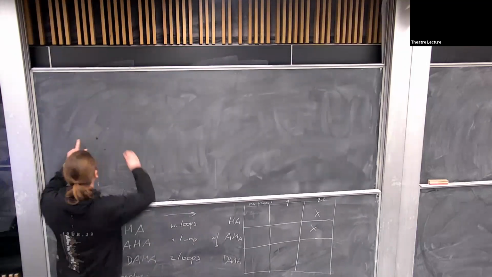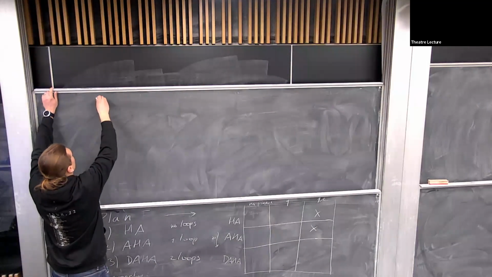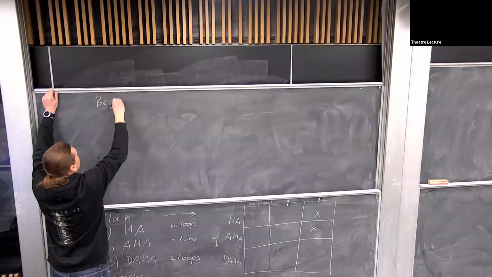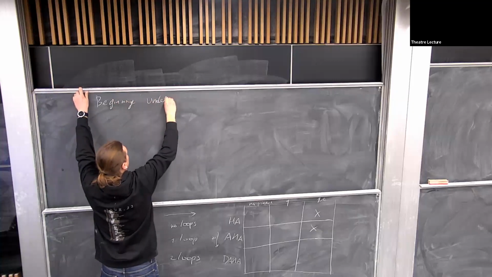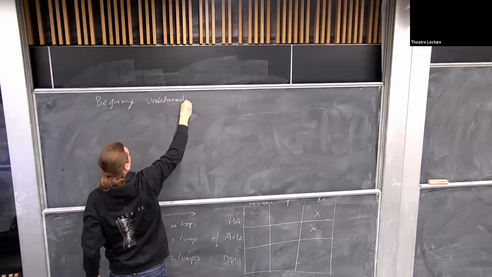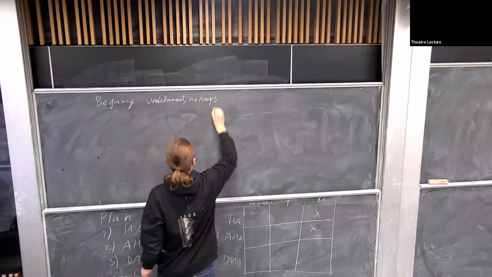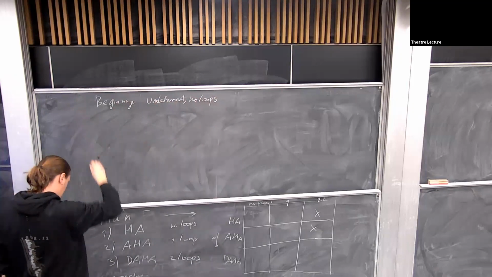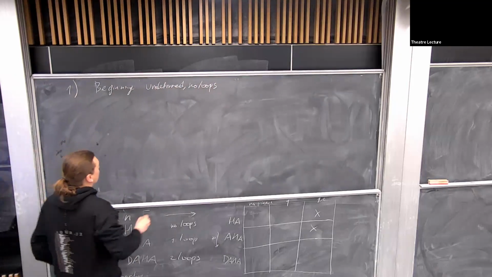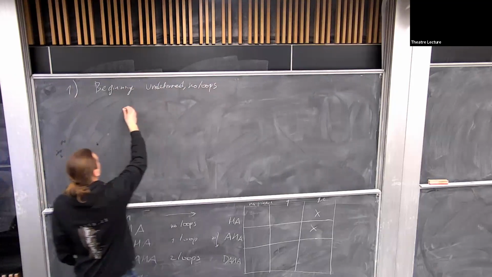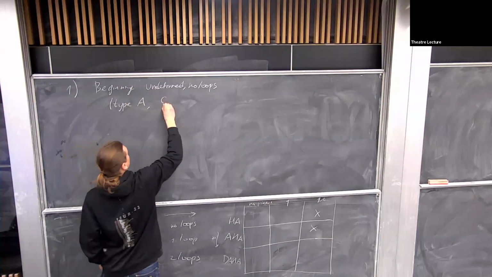Okay, so the first thing to explain is the beginning: it's completely undeformed, and no loops. That's the first case. We already used several labels. So, what is the input to the story? I always work with type A, and even not just type A, but GL_n.